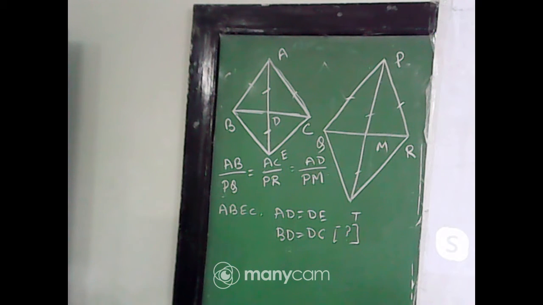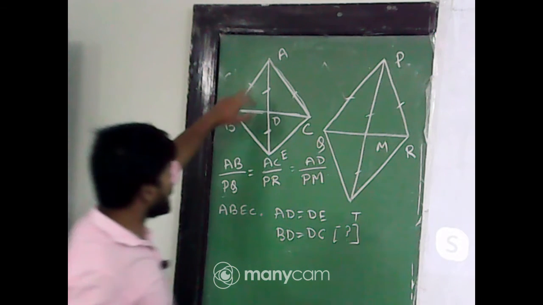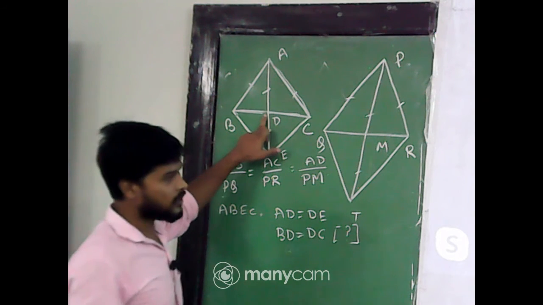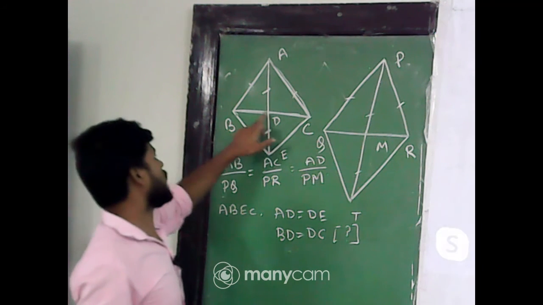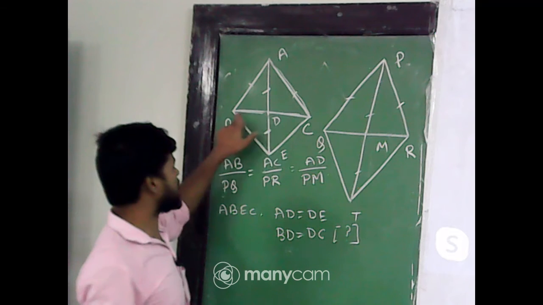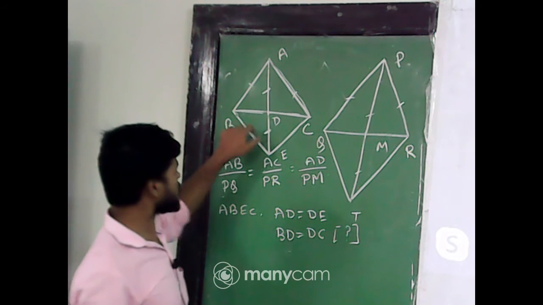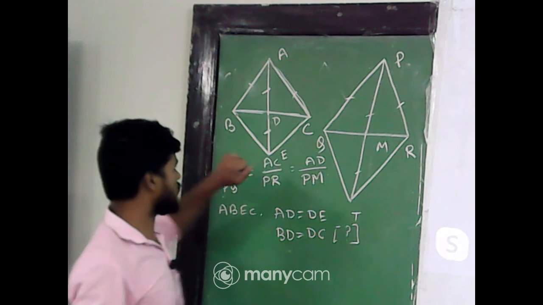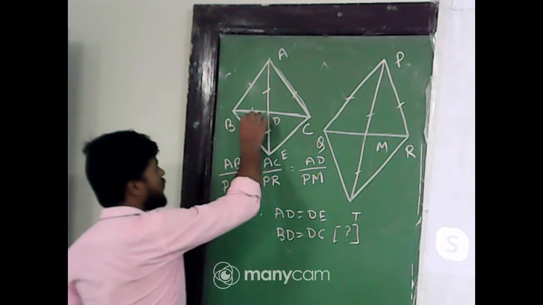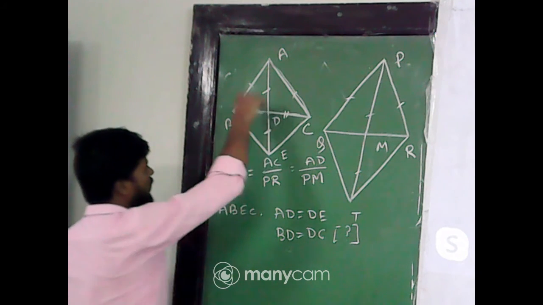Because D is the midpoint. Yes, very good. Because we know AD is the median. Median means the line which bisects the base of the triangle. So that's why BD is equal to DC. So in that quadrilateral, the diagonals bisect each other.